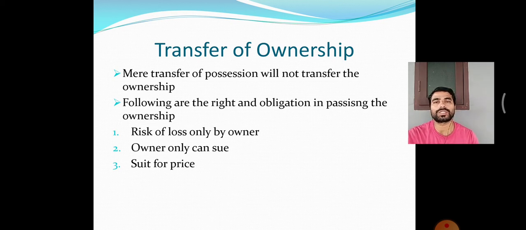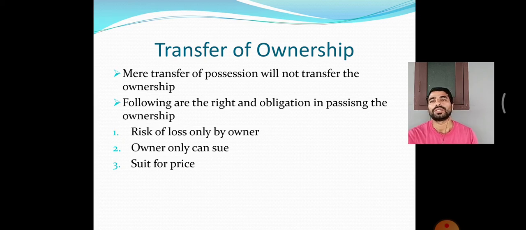To get the ownership, the person should have significant control over the product or goods. He should have significant control over the goods, and sometimes he should have the possession of the goods also. It depends. He should have the control over the goods. That is important. So we should not confuse possession and ownership. So what is ownership? You should have control over the goods.